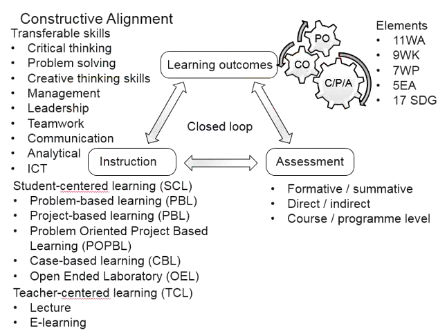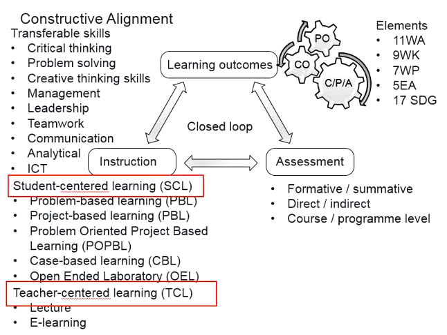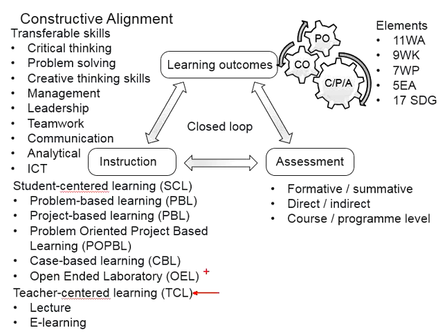Next, the second part will be the instructions or the teaching and learning activities. There are two major categories of teaching and learning activities. We are now transforming from teacher-centered learning to student-centered learning. The teacher-centered learning is conventional. The latest development in education encourages us to transform into student-centered learning. For teacher-centered learning, there are lectures, e-learning, and so on. And there is a wide variety of student-centered learning, such as problem-based learning, project-based learning, problem-oriented project-based learning, case-based learning, open-ended laboratories, and others. We shall discuss this in another chapter.